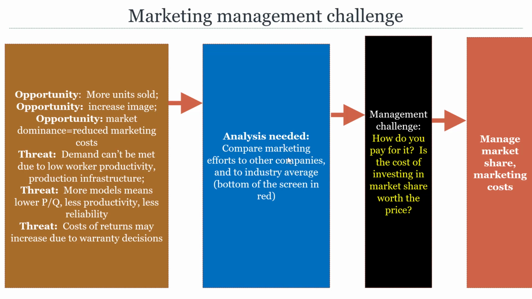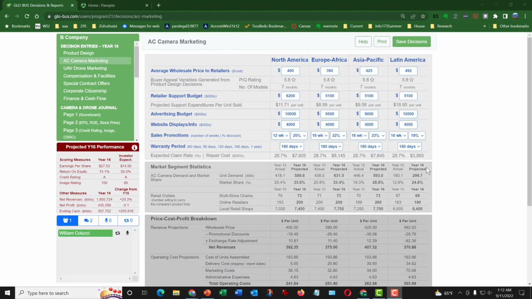Demand. Some threats include not being able to meet the additional demand that you've earned through investing in marketing. And if you want to go the more models route, you have to manage that, as we talked about. And if you want to increase warranty, you're going to have to manage the reliability concerns. Okay, let's jump into the game itself.